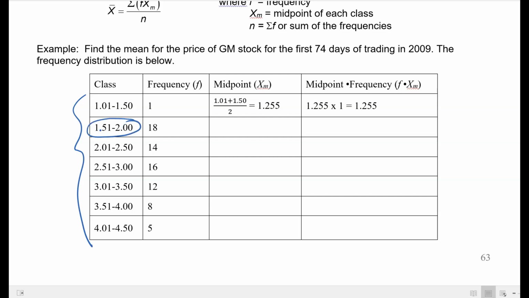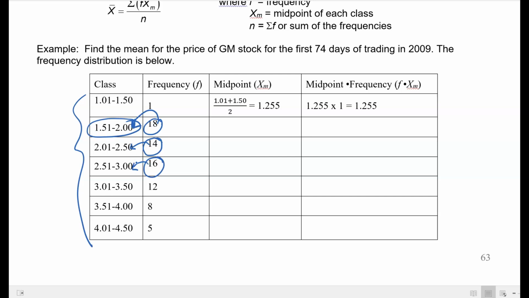What this means is we've just organized the data into groups. And you'll never have to actually make the groups; the groups will be given for you. So this group is stock price of $1.51 to $2, and this 18 tells us that there are 18 different stocks that are between $1.51 and $2, or there are 14 stocks that are between $2.01 and $2.50. There are 16 stocks between $2.51 and $3.